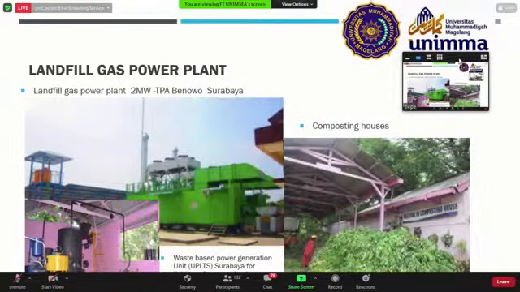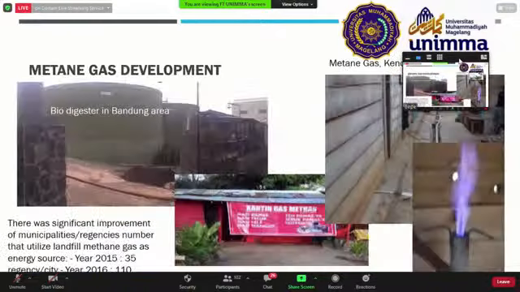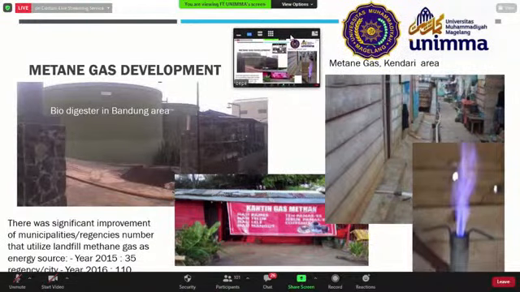This is landfill gas power plant in Surabaya, Benowo, and then waste best power generation unit Surabaya for lighting, composting house and flora house, and also composting house. They are everywhere in Indonesia. And then next, this also biodigester in Bandung area, methane gas in Semarang area, and also methane gas in Kendari area. So actually in Indonesia, we have about more than 13,000 islands. I think that they are available in this area.